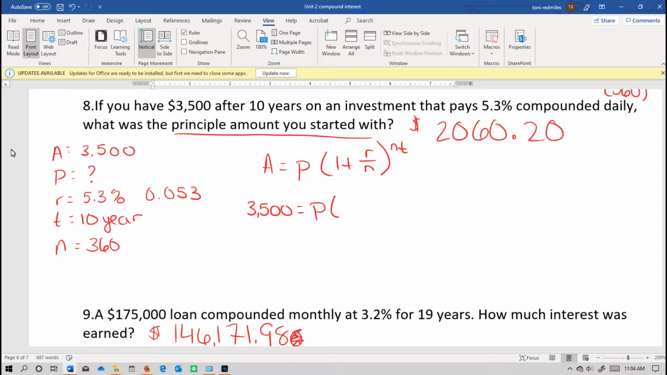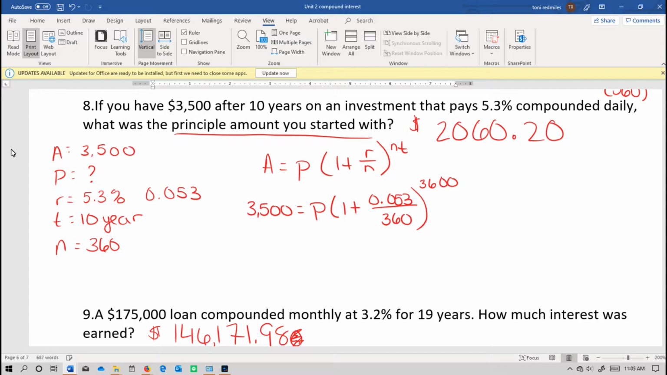And this is just simple opposite operation for solving for an unknown variable, just like we did with simple interest. You're doing the same thing here. 360 times 10 years is going to give me an exponent of 3,600. This one I have to do in parts, and I have to round, so I'm going to be rounding out to my 5th digit.